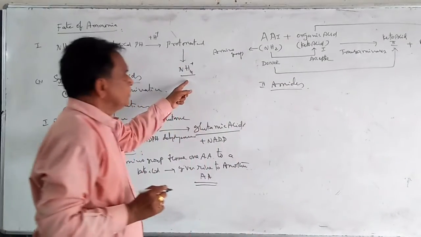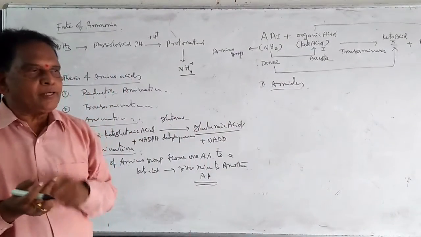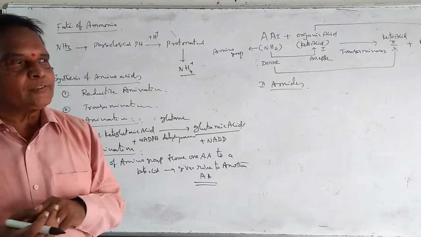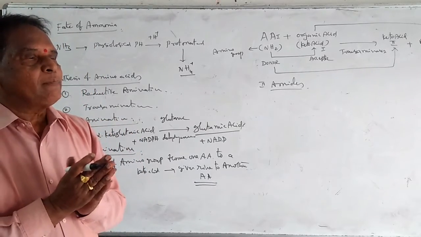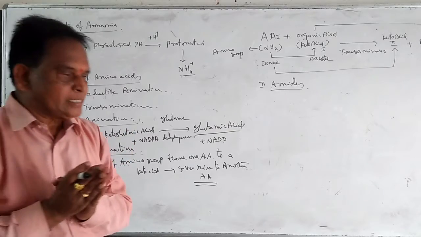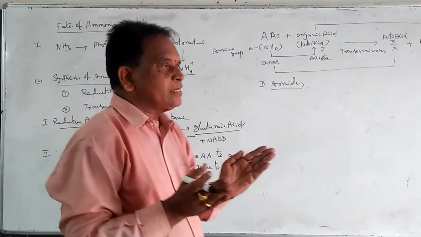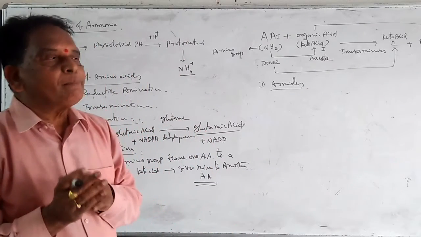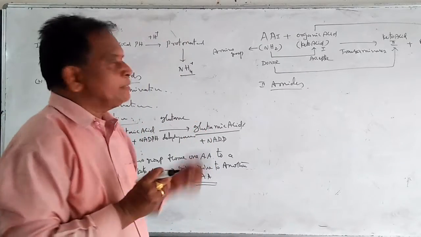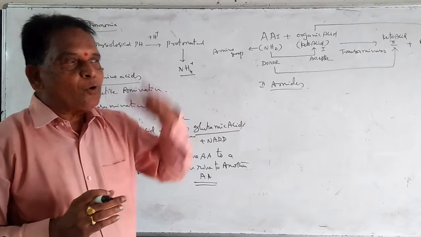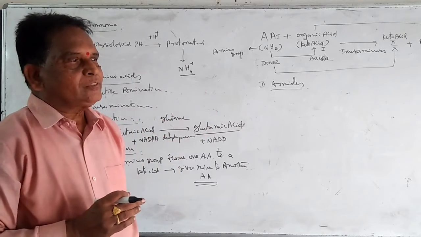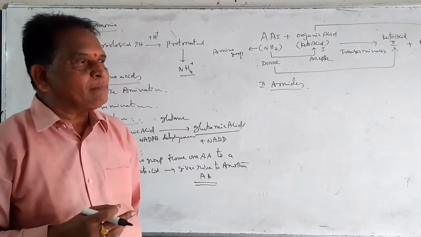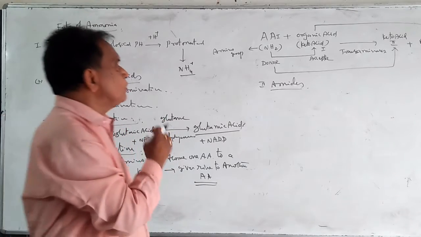This ammonium first leads to the formation of amino acids. In the second step, it also leads to the formation of some amides. The difference between amino acids and amides is that both have amino groups, nitrogen in both. But when compared with amino acids, these amides have a greater amount of nitrogen. So plants prefer these amides rather than amino acids.